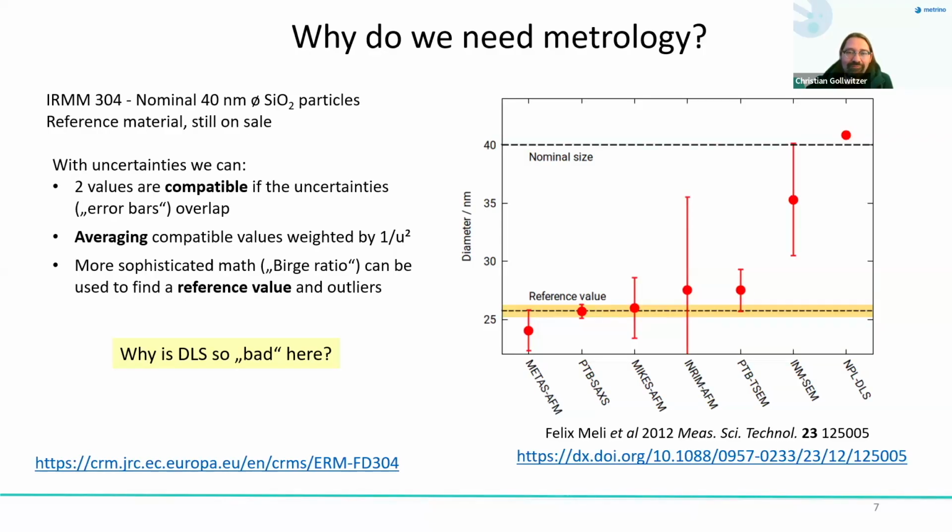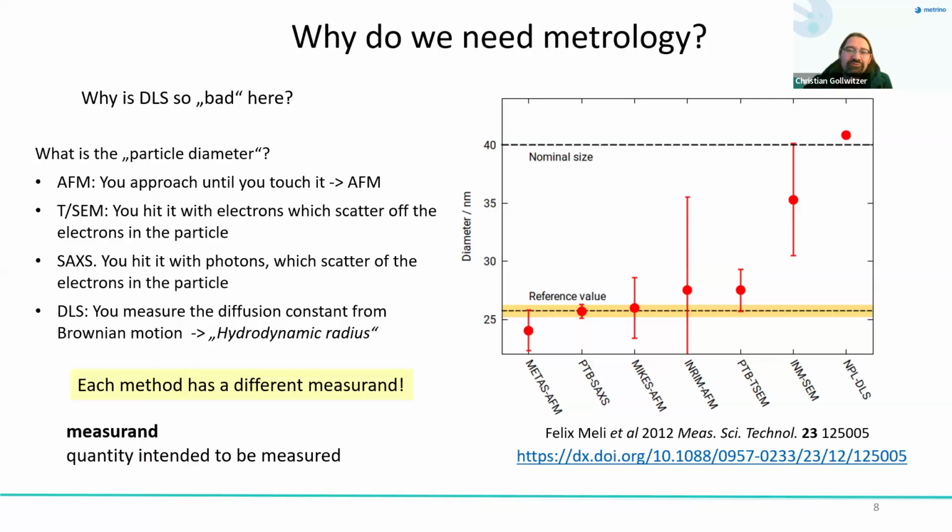Can you please go on? One question remains: if you look at the DLS result, it's totally out of range of the other results, especially if you compare it with the uncertainty. If they had said the uncertainty is 20 nanometers, it would be fine. But it does not even come close to the reference value. But it's the one that the IRMM provided, because they also use DLS to provide their reference value.